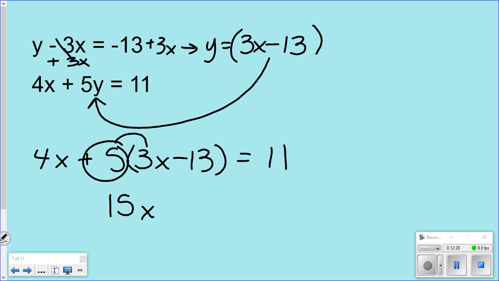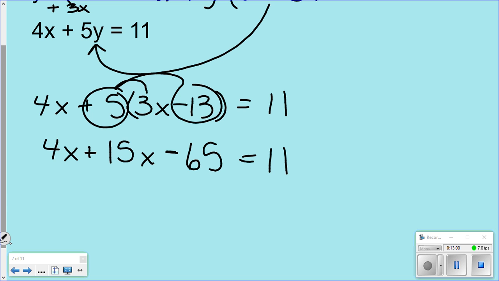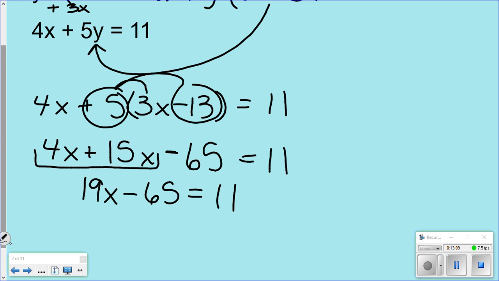And then positive 5 times negative 13, which would be a negative 65, I believe. And then you're going to bring everything else down that you didn't use. So plus 4x, and then equals 11. So all I did was distribute 5 times 3 and 5 times 13, and this is what it came out to be. As soon as I distribute, that 5 goes away. 5x times 3, 15, 5x times 13, negative 65. Okay? Now what can I do next? Just keep solving. Yeah, let's put these together, to be 19x minus 65 equals 11.